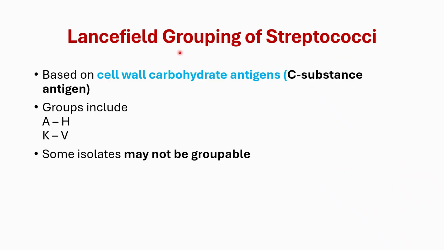In addition to the hemolysis, streptococci can also be classified using the Lancefield grouping system. This system is based on group-specific carbohydrate antigen located in the bacterial cell wall, often referred to as the C substance antigen. Using this system, the streptococci are categorized into multiple groups, including group A through H and K through V. However, not all streptococci possess these antigens. Therefore, some isolates may not be groupable under this Lancefield grouping system.